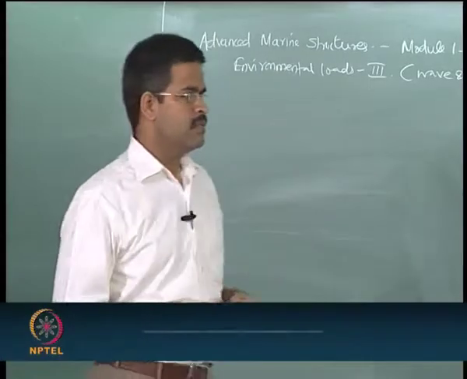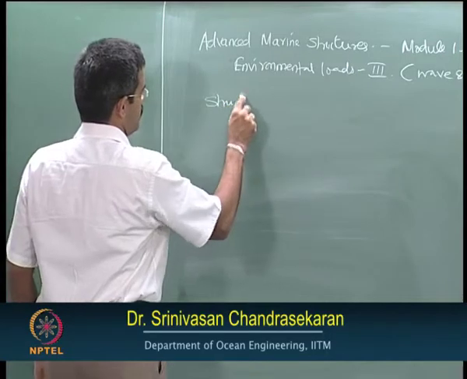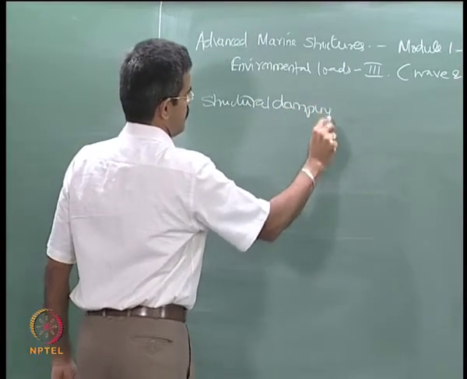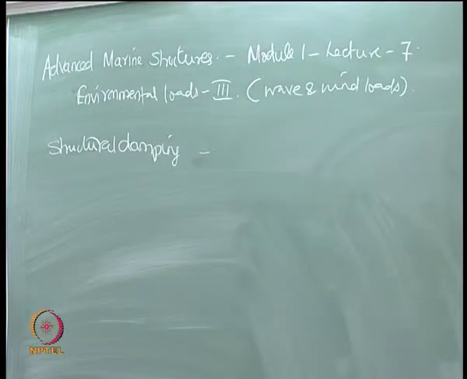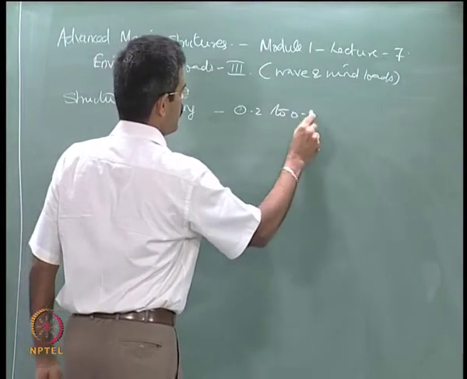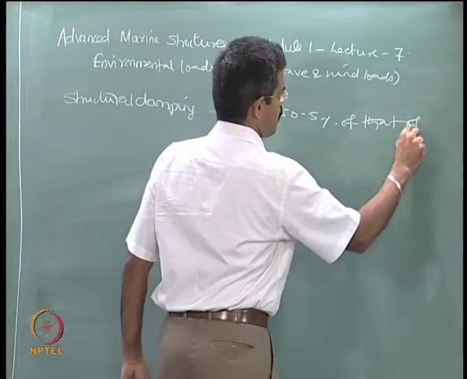So, in the last lecture we discussed structural damping, and we said that this value can vary from 0.2 to 0.5% of that of the critical damping.